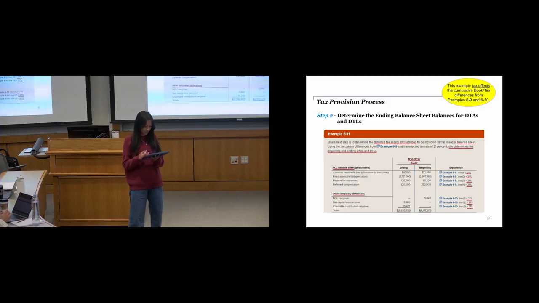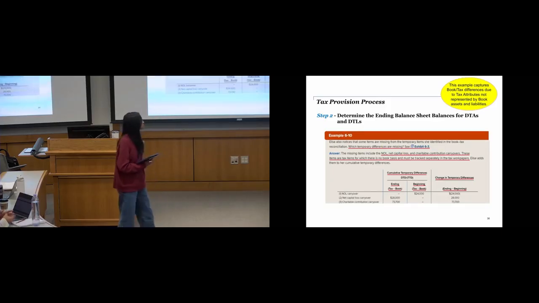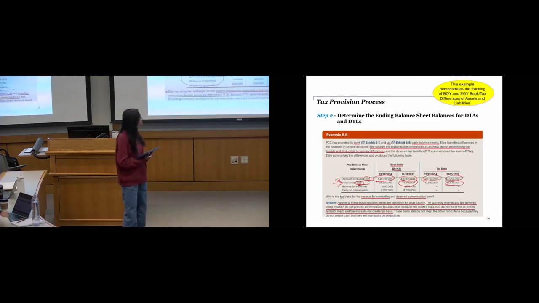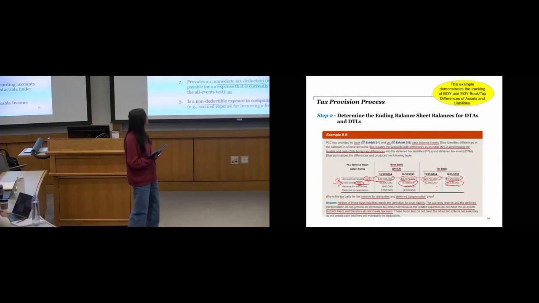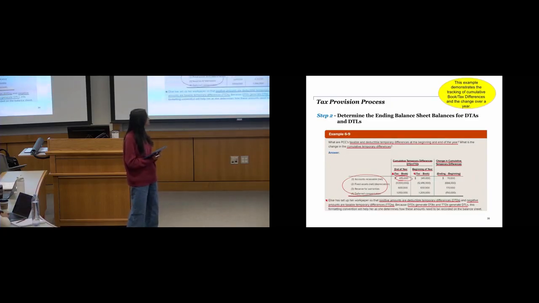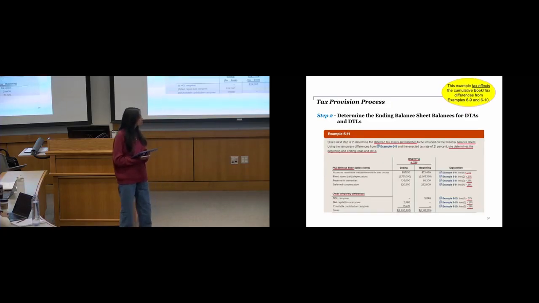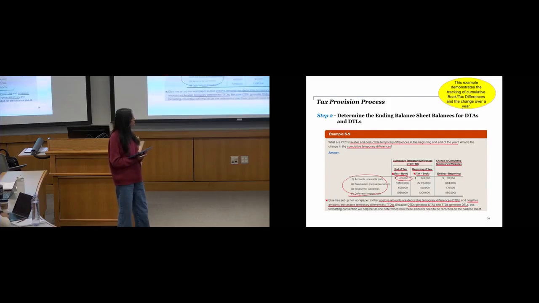So if we were to go back to 6.9 and then multiply those numbers by 21%, that's what that would be. So let me pause you there. If I go back to 6.9, that's simply these positive and negative numbers tax effected, right?